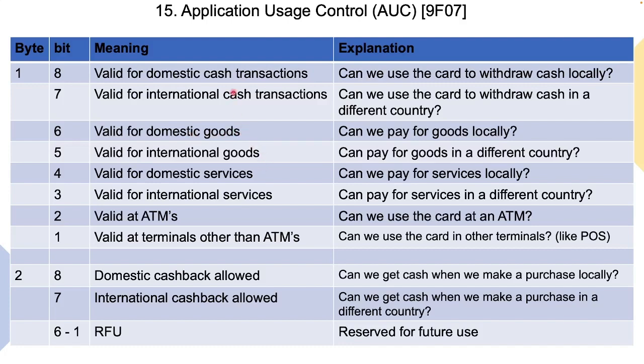So the type of things we control is, do we allow cash transactions domestically? Do we allow cash transactions to be done internationally? Can we use the card to pay for goods locally? Can we pay for goods internationally? Can we pay for services locally, services internationally? May the card be used at ATMs? Can the card be used at terminals other than ATMs? So typically, a normal POS device.